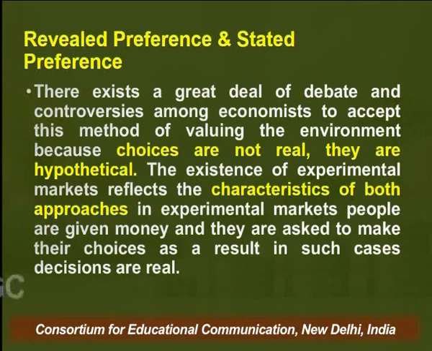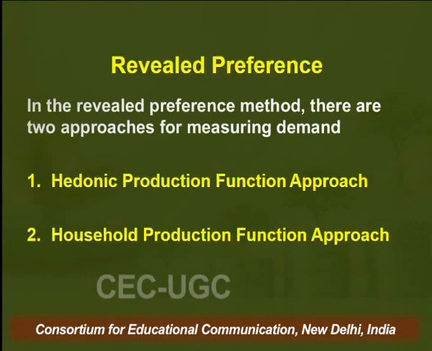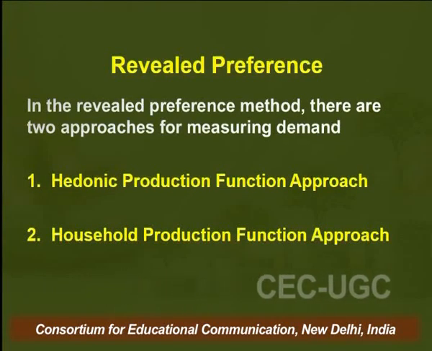The choices are not real, they are hypothetical first of all, and the existence of experimental markets reflects the characteristics of both approaches. In the experimental markets, people are given money and they are asked to make their choices. As a result, in such cases, the decisions are real, but the actual choices are unreal. The decision which they make reflects a lot of things, but the trade-off is unreal, right? You are given money, and one is spending money on one's own. These two cannot be compared.